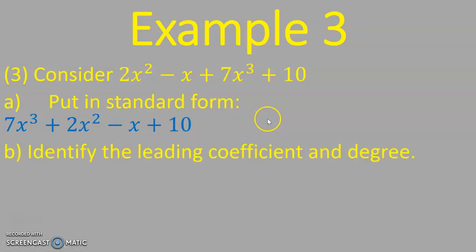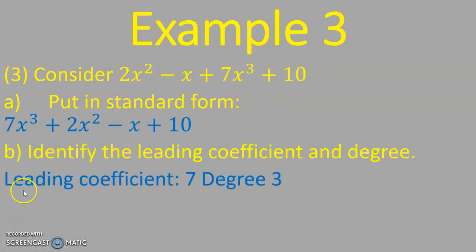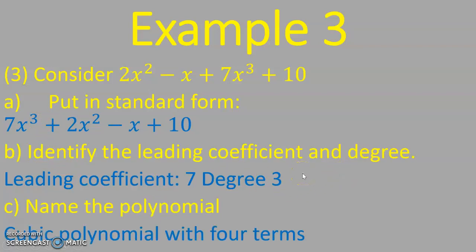Identify by leading coefficient and degree. So leading coefficient is 7. So notice 7 is the leading coefficient. Easy to find if you're in standard form. It's not the biggest coefficient. The degree here is 3, which is the highest exponent. And name it, that's a cubic polynomial with 4 terms. Cubic, highest power 3, and it has 4 terms.